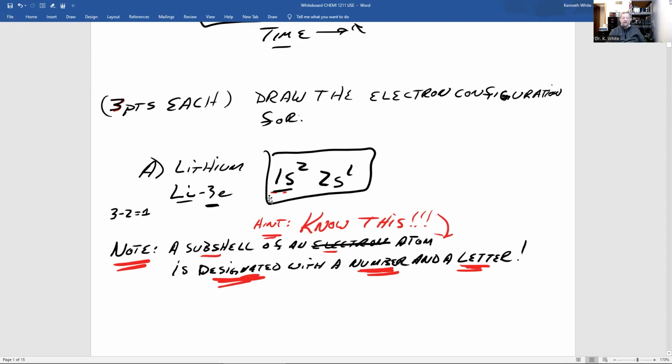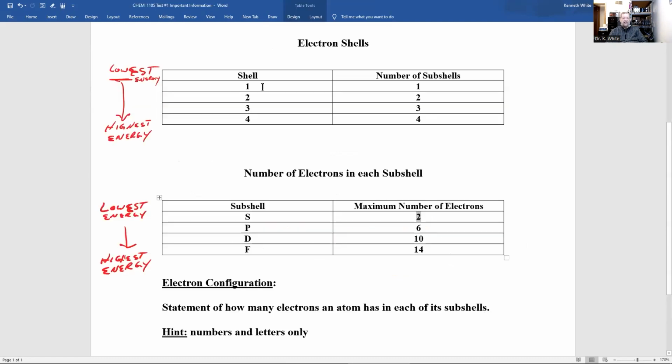We still have 1 more. Shell 1 only has 1 subshell, which I can put 2 electrons in. I filled it. Now I have to go to the next lowest energy shell and subshell. We filled up shell 1, so we go to shell 2. Shell 2 has 2 subshells. They are s and p.